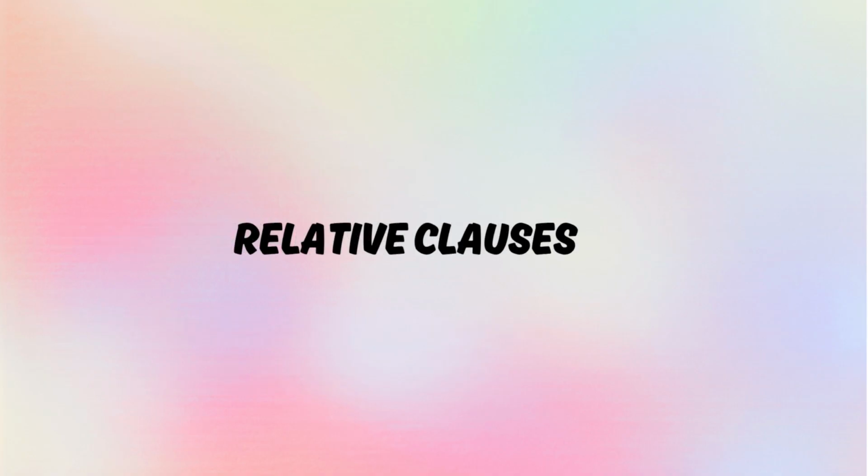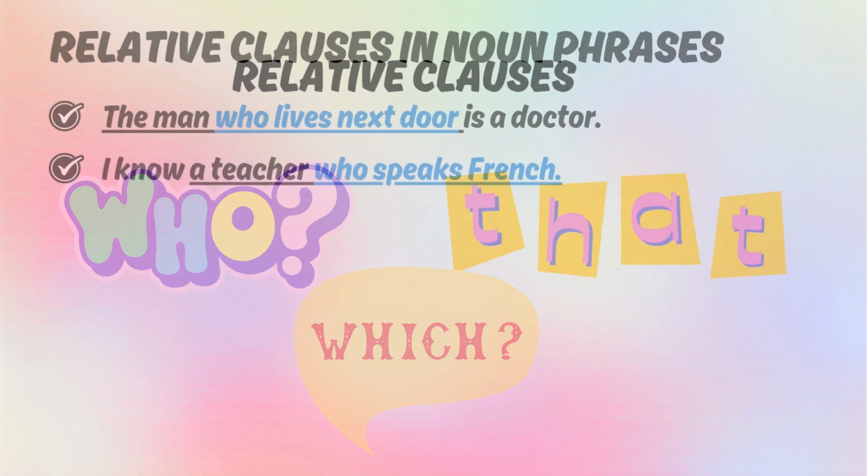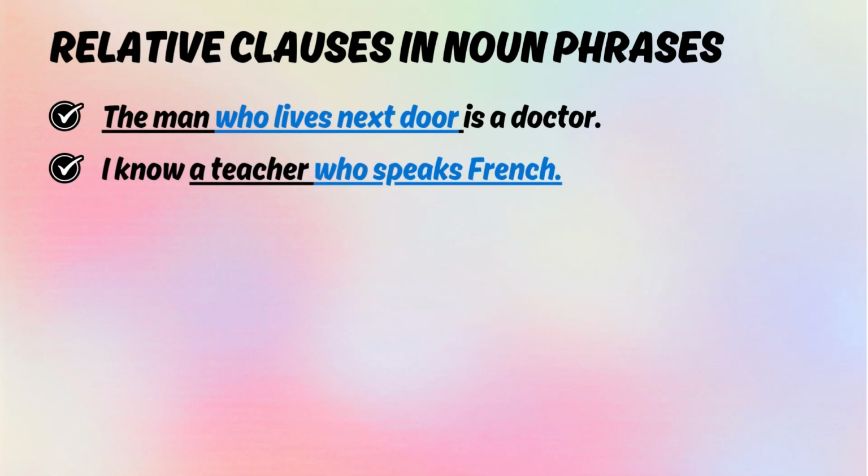Number 3. Relative clauses. These begin with words like who, that, or which. For instance, the man who lives next door. The clause who lives next door tells us which man we are talking about.